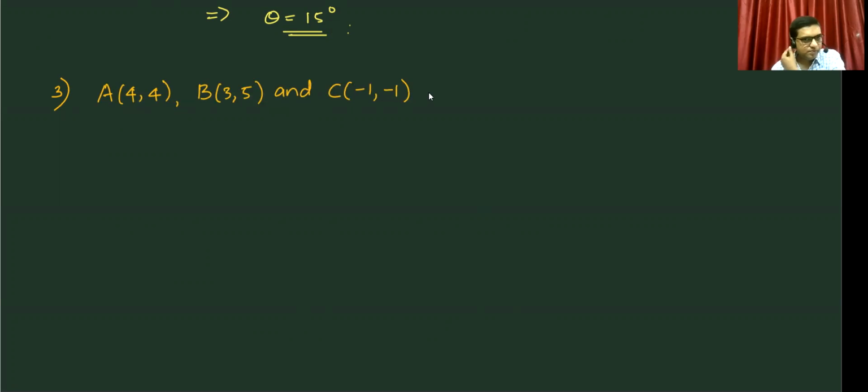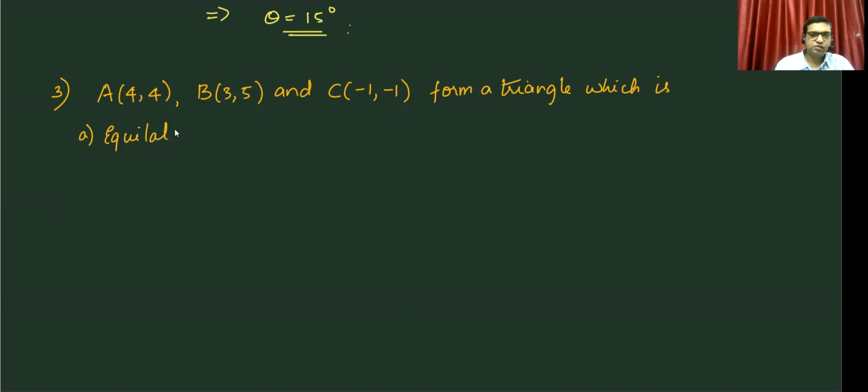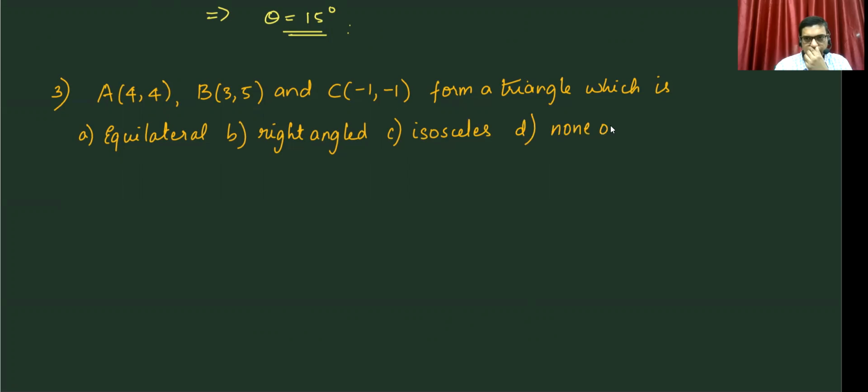Next question. A (4,4), B (3,5), and C (-1,-1) form a triangle which is equilateral, right angled, isosceles, or none of these.